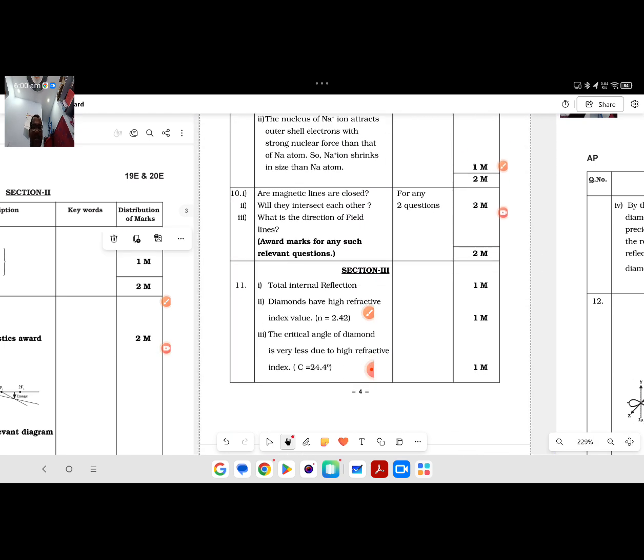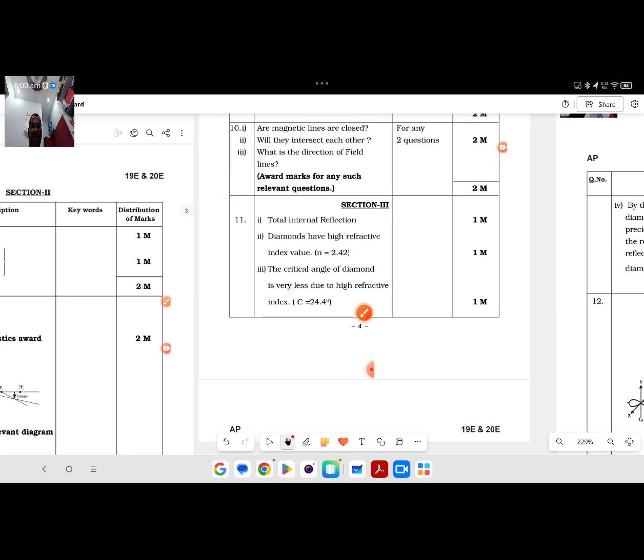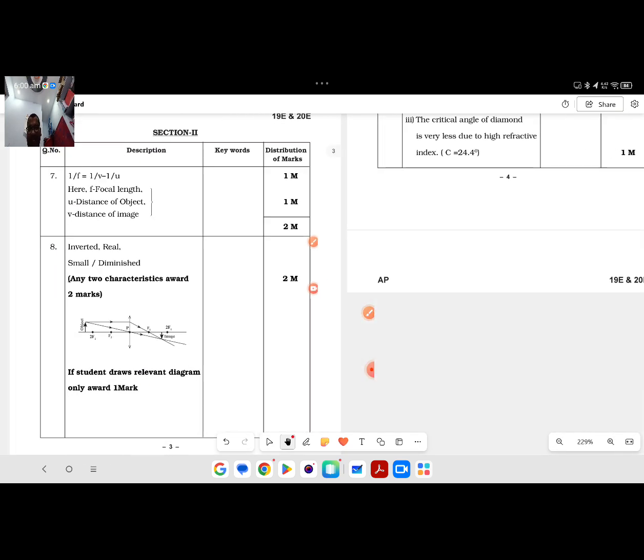Now this question is given. Write any two questions regarding magnetic field lines. For writing the answer for that question, you see here, he wrote, for writing any two questions, 2 marks will be allotted. You can write any two questions related to the magnetic field. I'll just show you the question so you'll get some clarity.